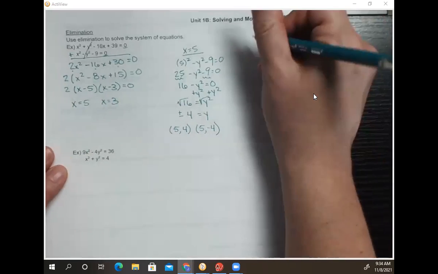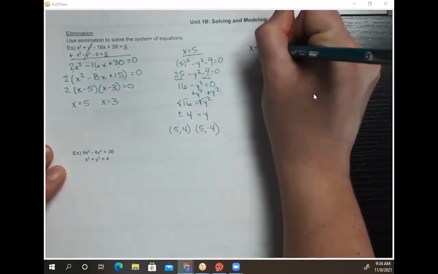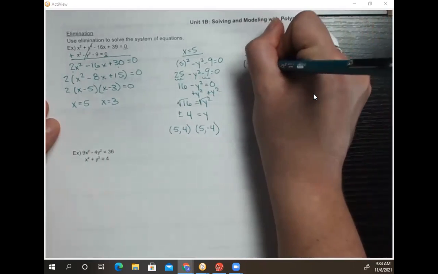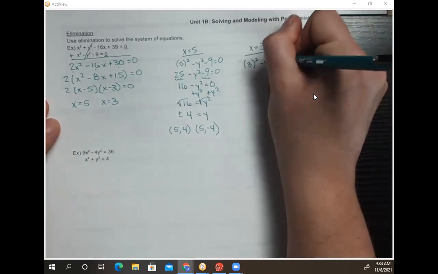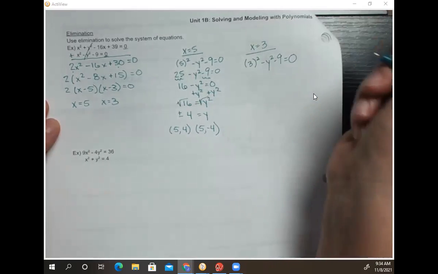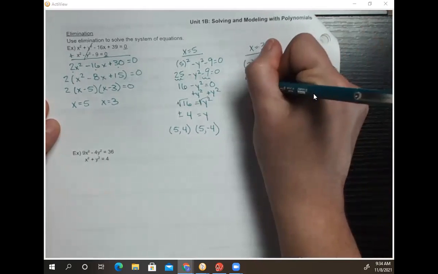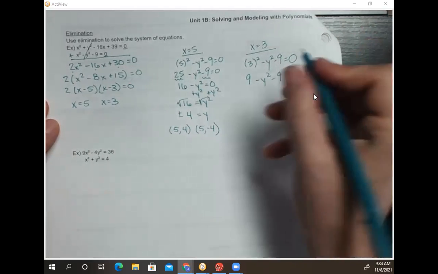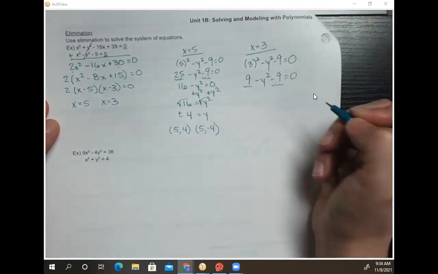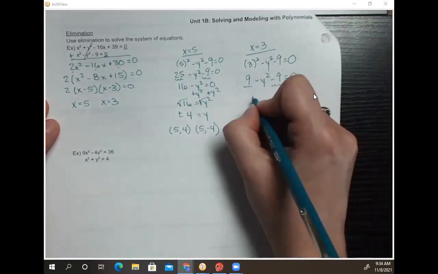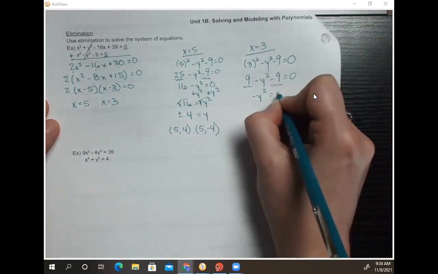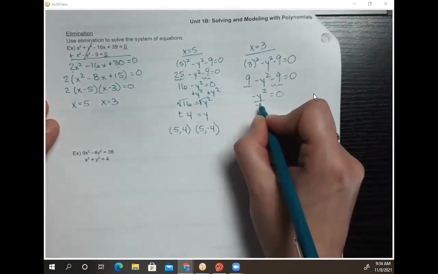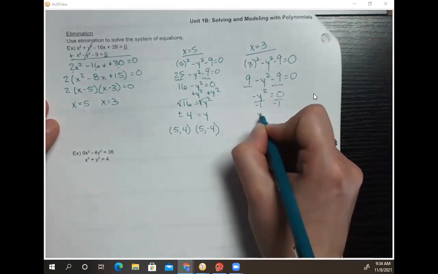And now I'm going to plug in x equals 3. Again, I'm going to plug into that bottom equation. So I get 3 squared minus y squared minus 9 equals 0. 3 squared is 9 minus y squared minus 9 equals 0. I'm going to combine my like terms here. 9 minus 9 is 0, so I'm just left with negative y squared equals 0. Since I have negative y squared, I need to divide both sides by -1, so I have just plain old y squared.